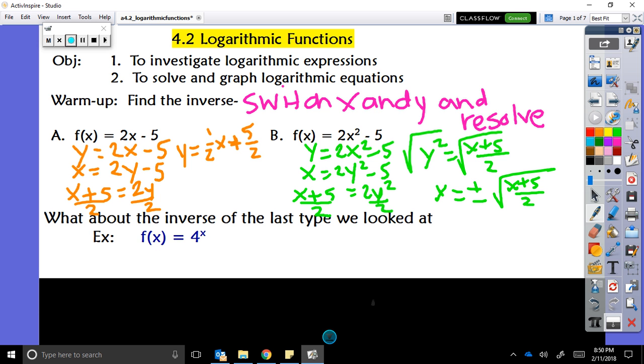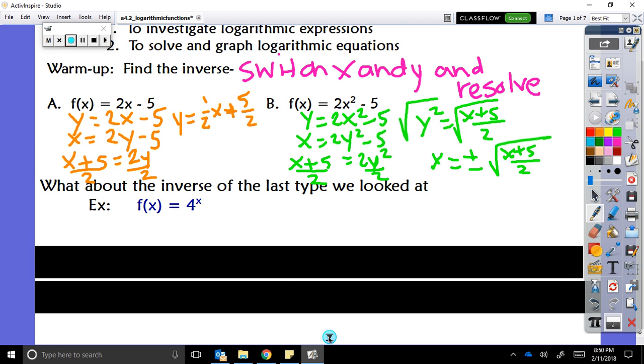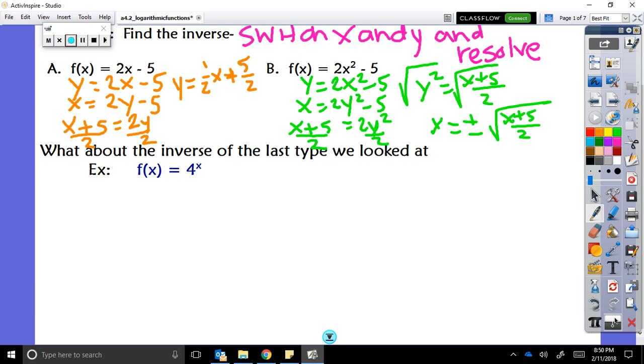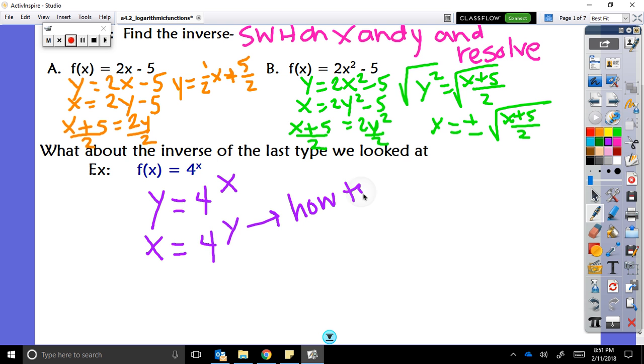Okay, so now let's look at the function that we looked at yesterday, because this is the interesting one. If I were to use the same steps that I've been using to find the inverse of 4 to the x, that's y equals 4 to the x power, if I switch x and y, I get x equals 4 to the y power. The question is how to get y out of the exponent.